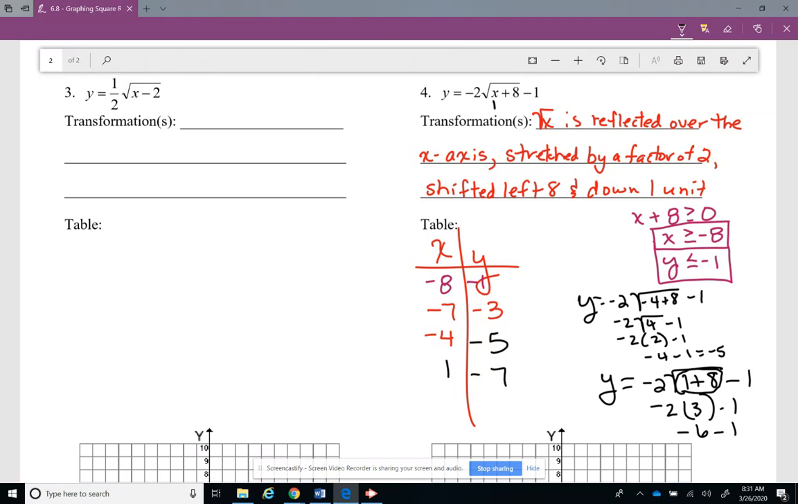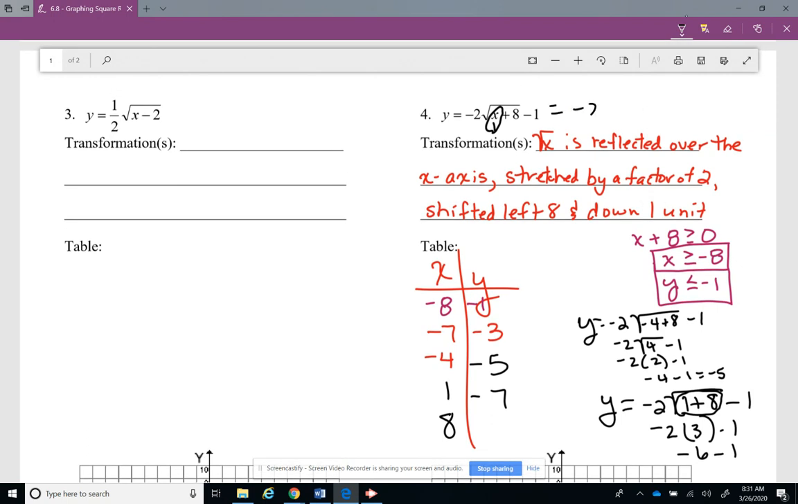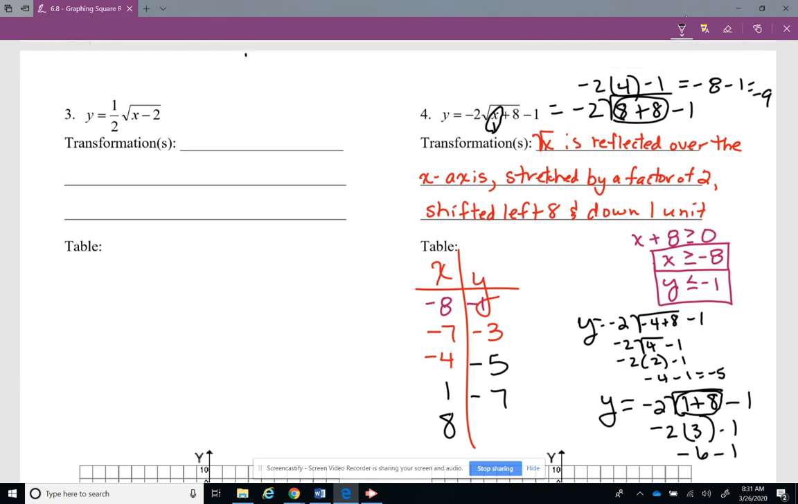All right, we're going to do one more. What does x have to be for that to be a 16? Well, it has to be 8. All right, so we're going to do -2 times the square root of 8 plus 8, minus 1. We know that 8 plus 8 is 16, and we know that the square root of 16 is 4. So we're going to do -2 times 4 minus 1. -2 times 4 is -8, and -8 minus 1 is -9. So we ended up plugging in the 8, and we got a -9.